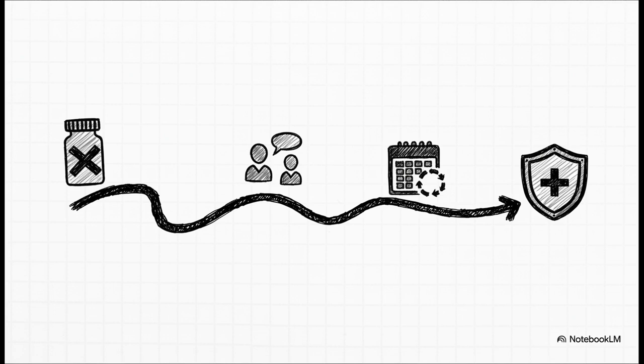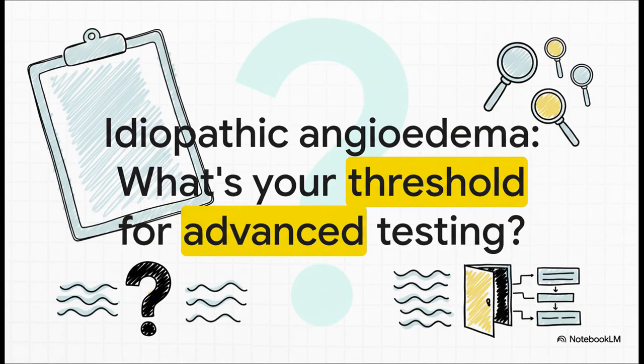And that brings us to our final thought for the day, one of those gray areas we all run into. So imagine you have a patient with recurrent swelling, no hives, you've stopped their ACE inhibitor, their initial labs come back normal. We label it idiopathic. So my question to you is, what's your threshold to keep digging? How many attacks does it take before you push for more advanced testing or another specialist review? Where do you draw that line? Just something to think about in your own practice.